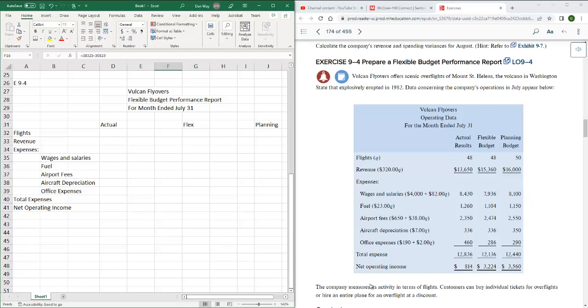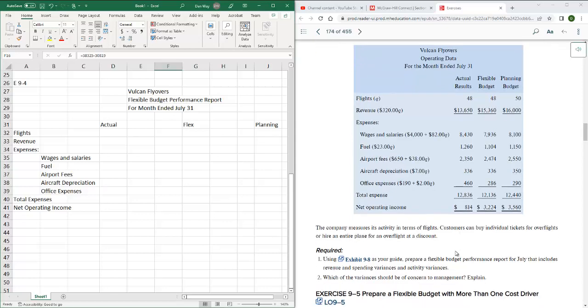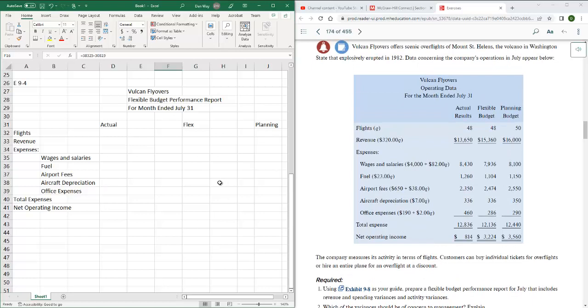Now it says the company measures its activity in terms of flights. Customers can buy individual tickets for overflights or hire an entire plane for an overflight at a discount. We're going to prepare a flexible budget performance report for July that includes all of our variances from Chapter 9. So our revenue and spending variances and our activity variances. That's why I haven't pre-filled any of this stuff. I wanted to make sure it was kind of as clear as could be. And then we'll worry about this second part.